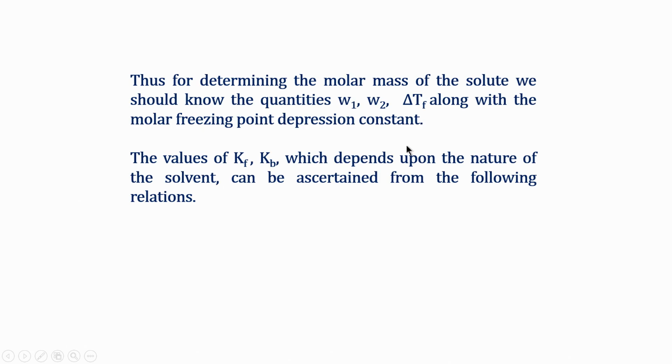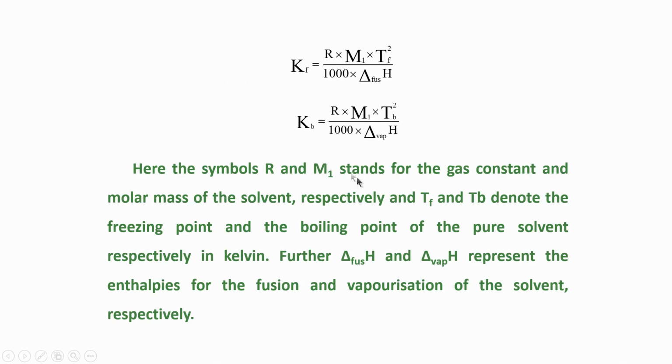So, for determining the molar mass of the solutes, we should know the quantities W1, W2 and delta Tf, along with the molar freezing point constant. If we know all other things, the values of Kf and Kb depend on the nature of the solvent, and they can be ascertained from the following relations. What are the relations?